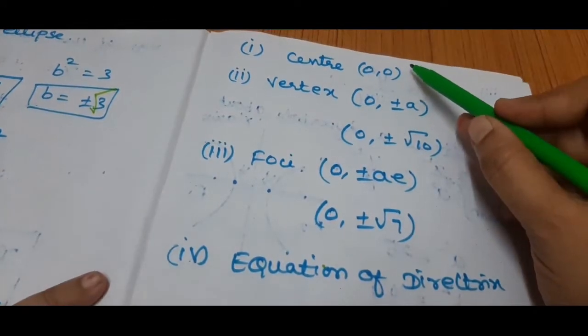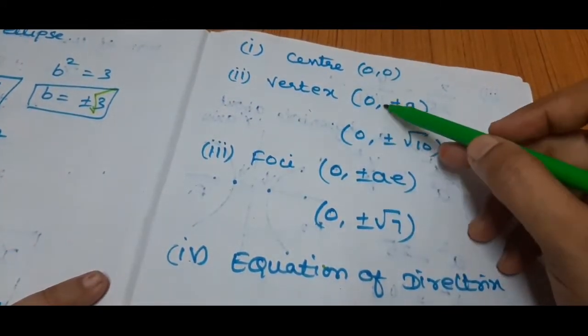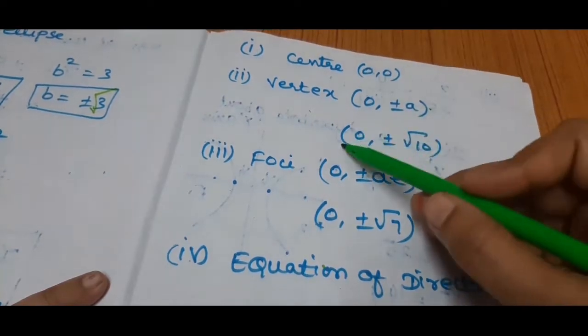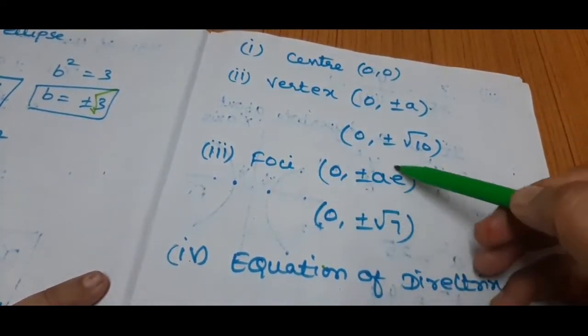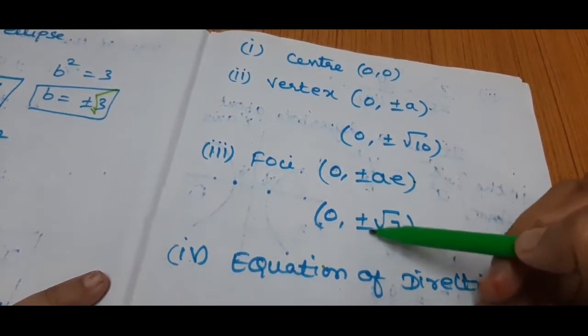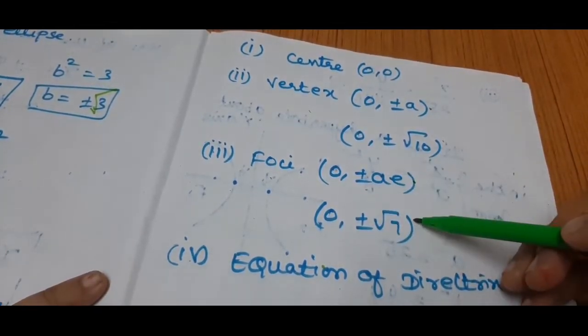Here, the center is 0, 0. Vertex is 0, plus or minus a, that is 0, plus or minus root 10. Foci is 0, plus or minus ae, that is 0, plus or minus root 7.